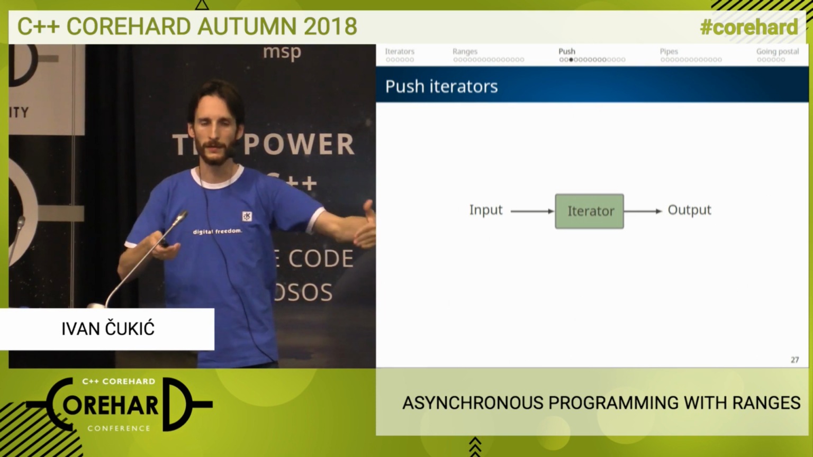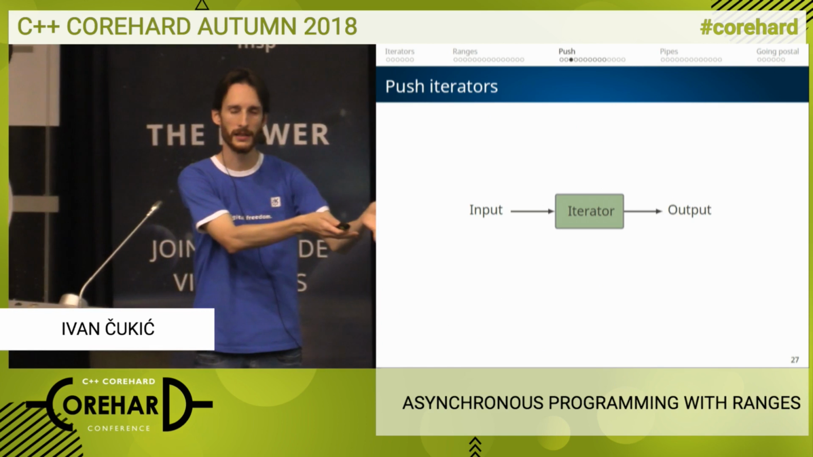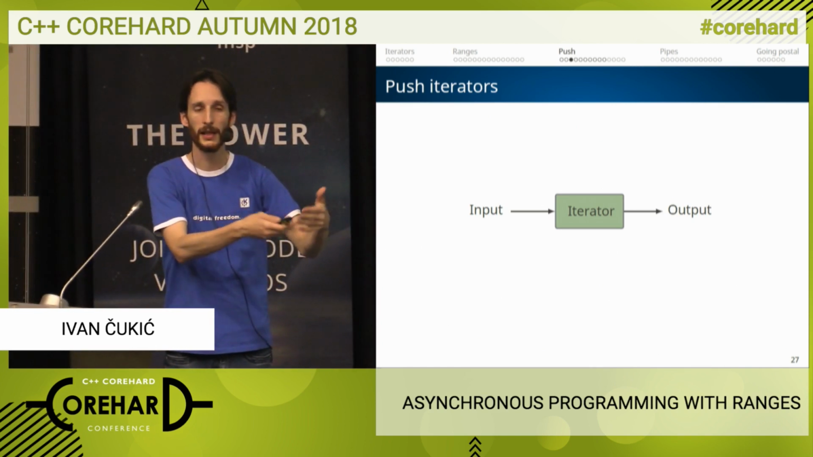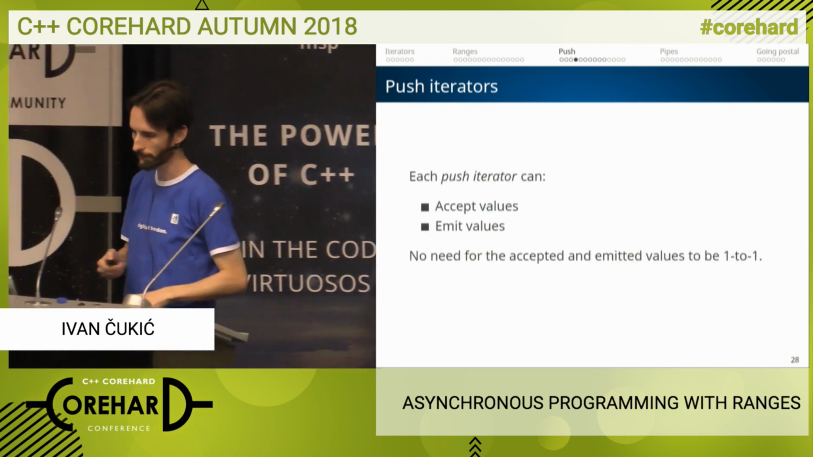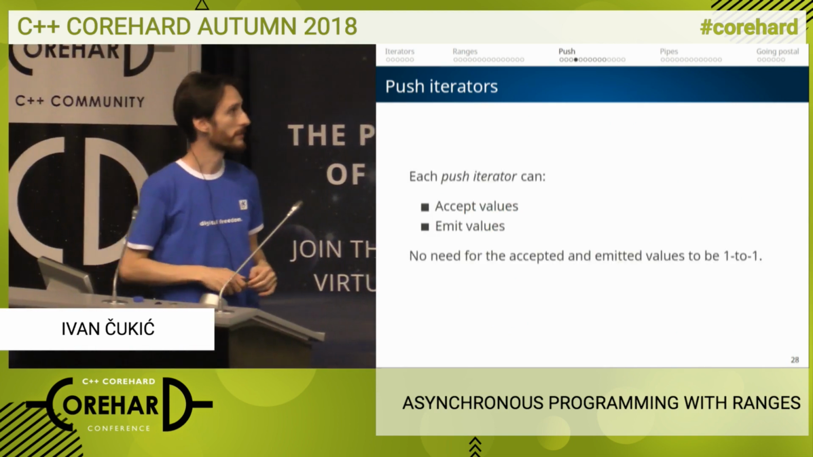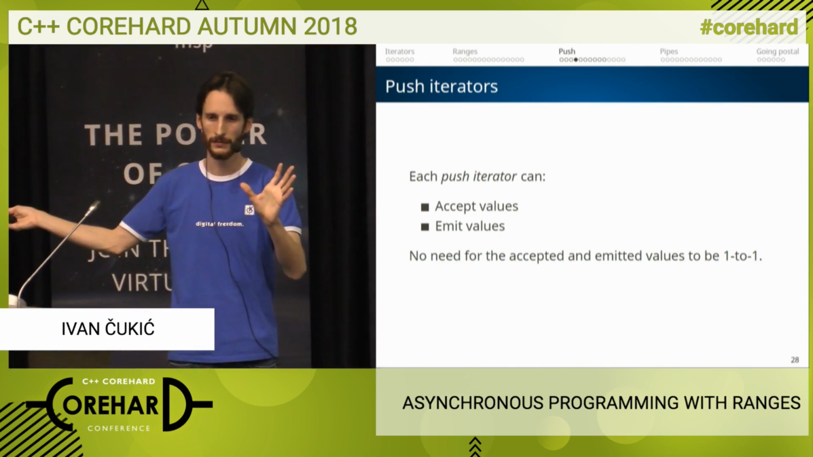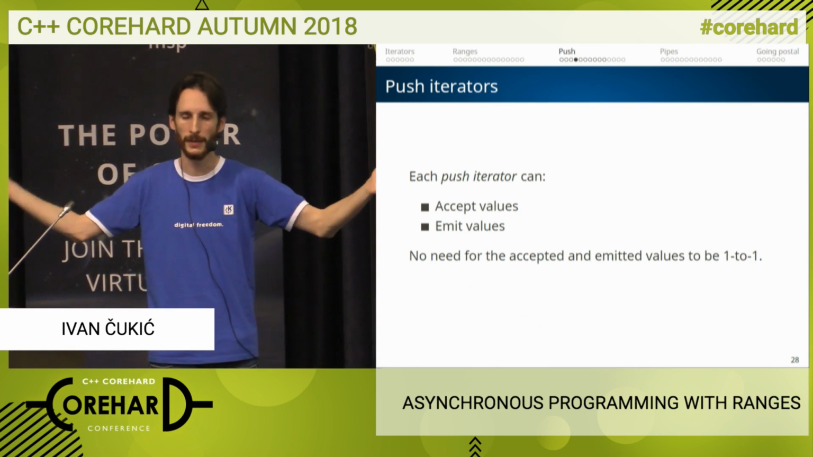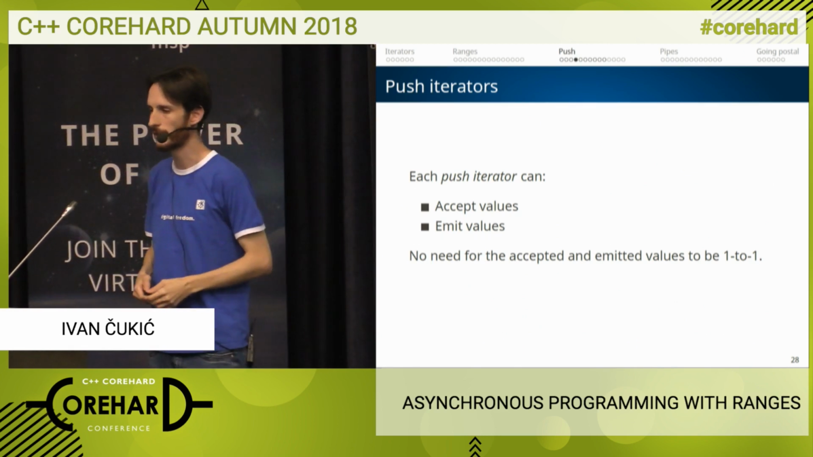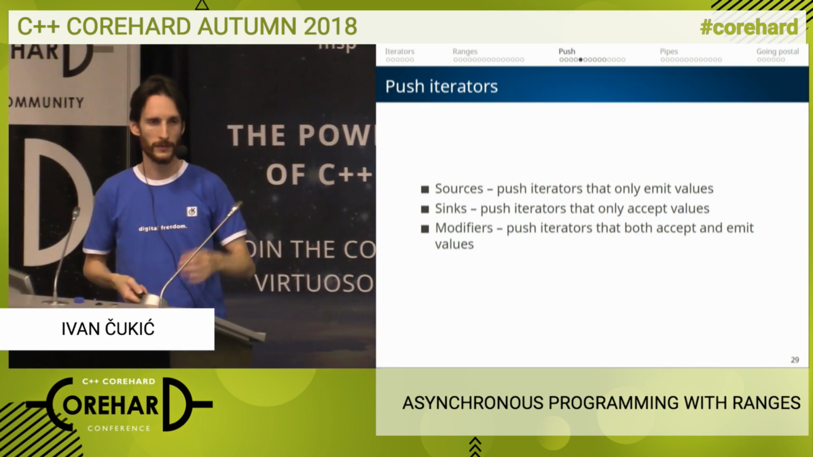It's not like a normal function in C++ where you get the result and immediately pass it as an argument. It can be asynchronous, it can be synchronous as you wish. So, yet again, the push iterator accepts values and emits new ones independently, possibly independently from the ones that it received. So we can have different types of push iterators.